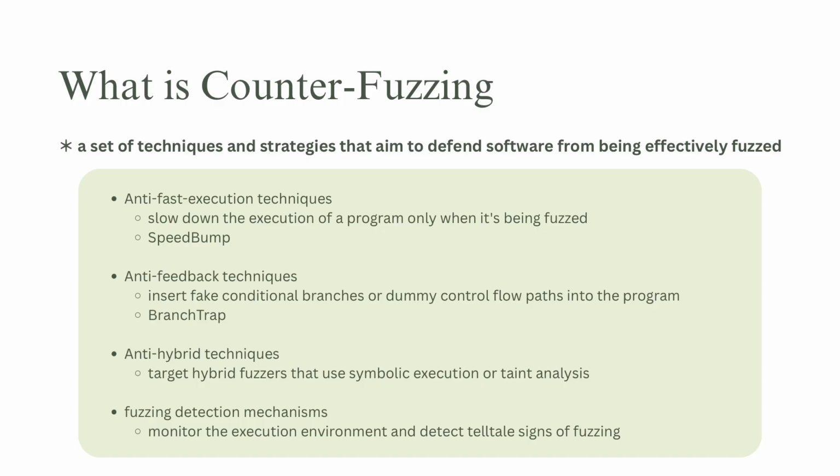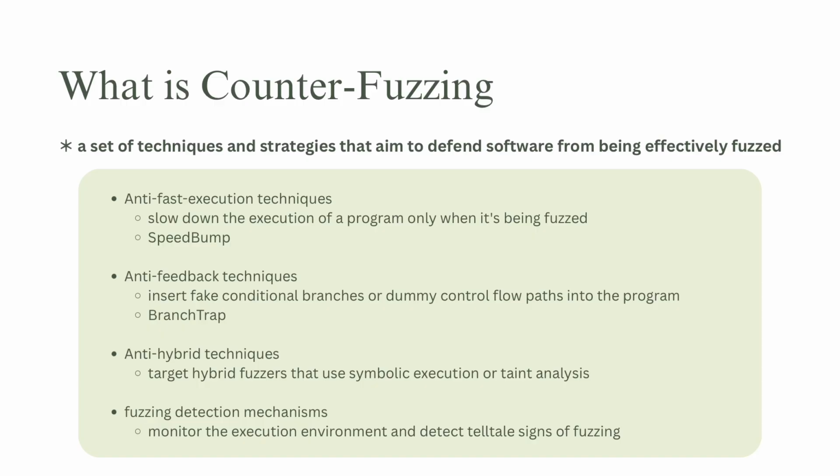But it's important to note, counter-fuzzing does not eliminate vulnerabilities. Instead, it tries to make them harder to discover, to delay or mislead fuzzer tools, buying valuable time for developers or trusted third parties to identify and fix vulnerabilities before malicious actors can exploit them. So, how does counter-fuzzing work in practice? There are a few core strategies used in counter-fuzzing, and they each target a different component of the fuzzing pipeline.